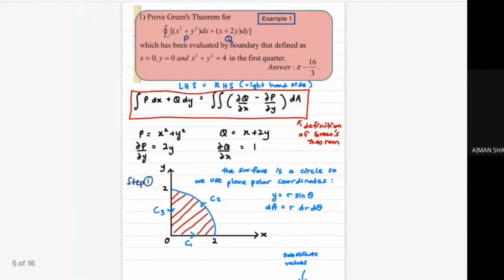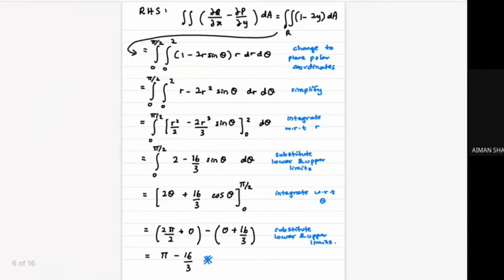Okay, this is the limit for x, 0 to 2. And the limit for theta is 90 degrees, so this is equal to pi over 2. This is how you get the limit. So now you want to solve this surface integral. Okay, simplify this. You get this value.